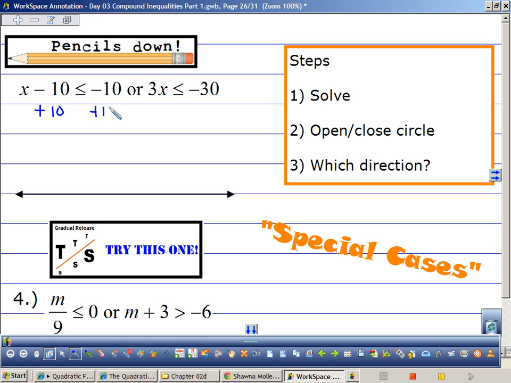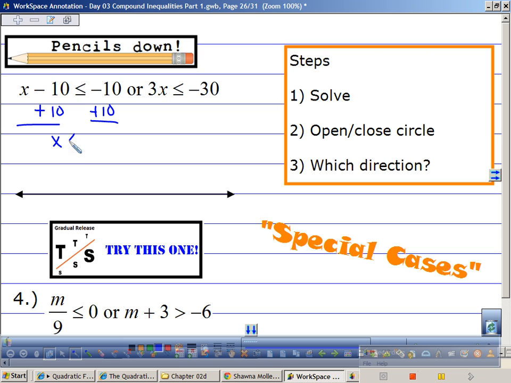I add 10 to both sides. I get x is less than or equal to 0. This one I'm going to divide both sides by 3. X is less than or equal to negative 10. Here's 0. Here's negative 10. I'm going to include negative 10 and everything less than. I'm going to include 0 and everything less than.